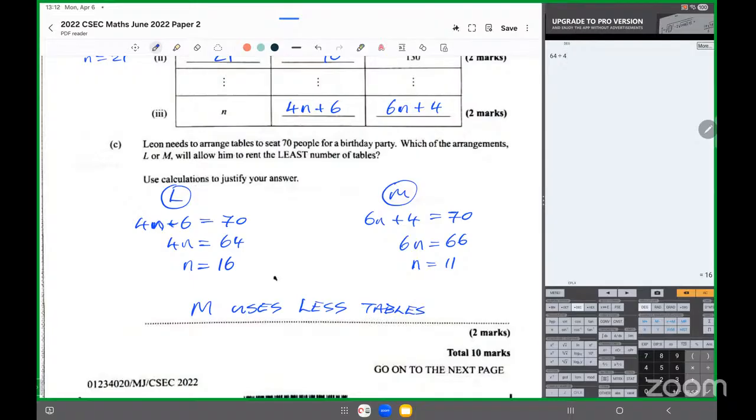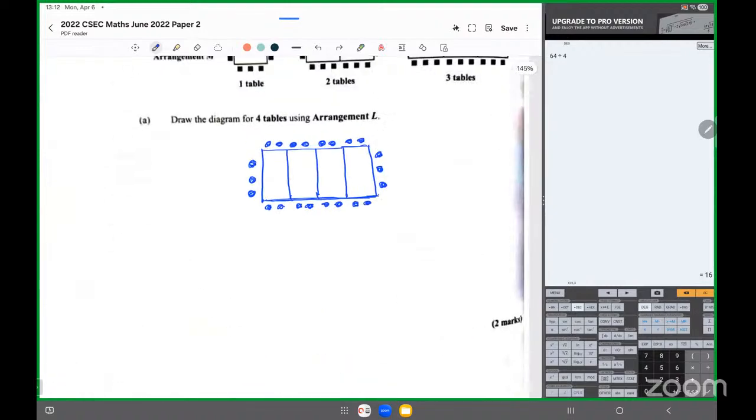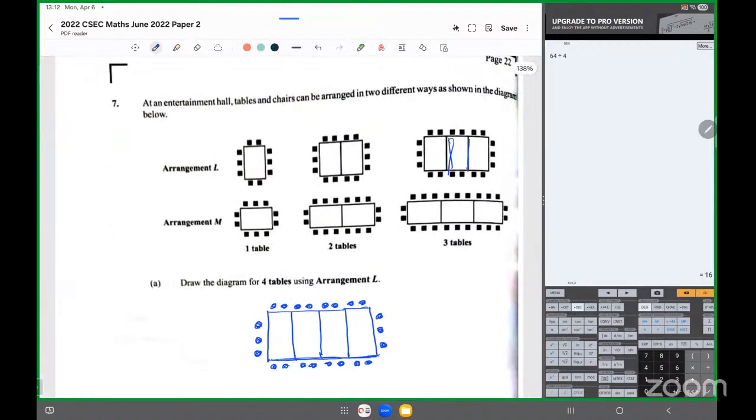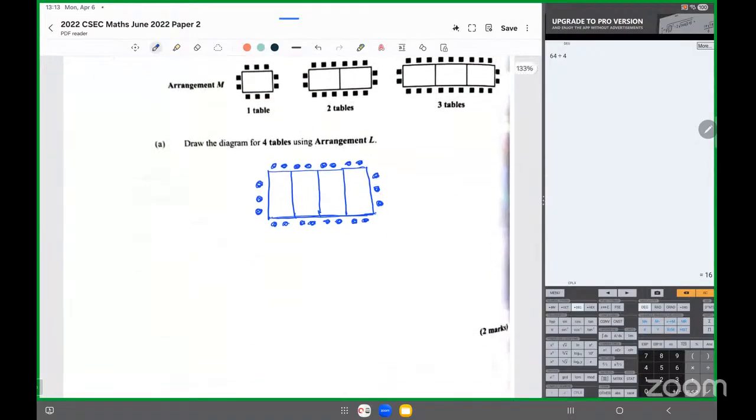So which arrangement, L or M, allows him to rent the least number of tables? So he can use the 11 tables to seat 70 persons as compared to where you need 16 tables in arrangement L. Because he's wasting the space in arrangement L, because he's joining the tables alongside. He's basically being able to accommodate fewer chairs in arrangement L. It's just that this might need a longer length of space as compared to this one. But it doesn't matter. The space in the hall is a restraint.